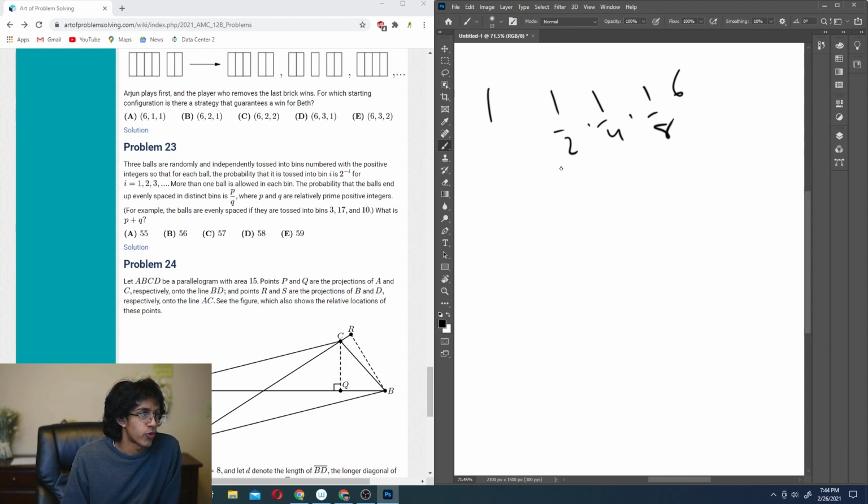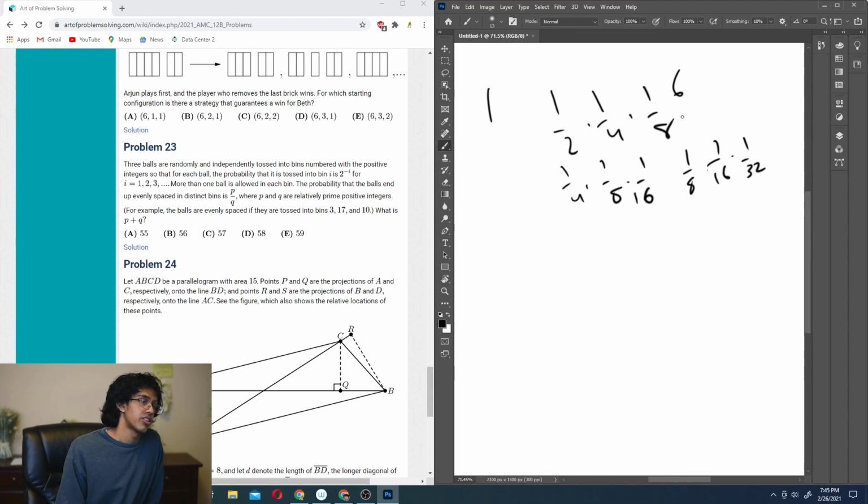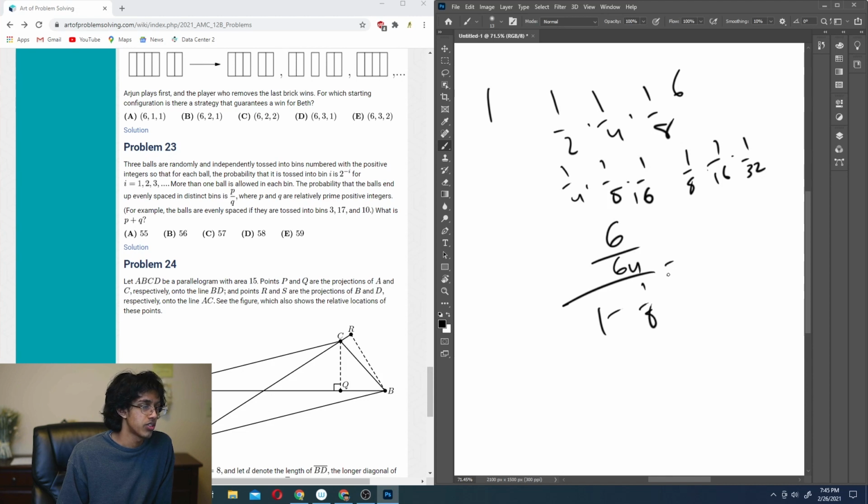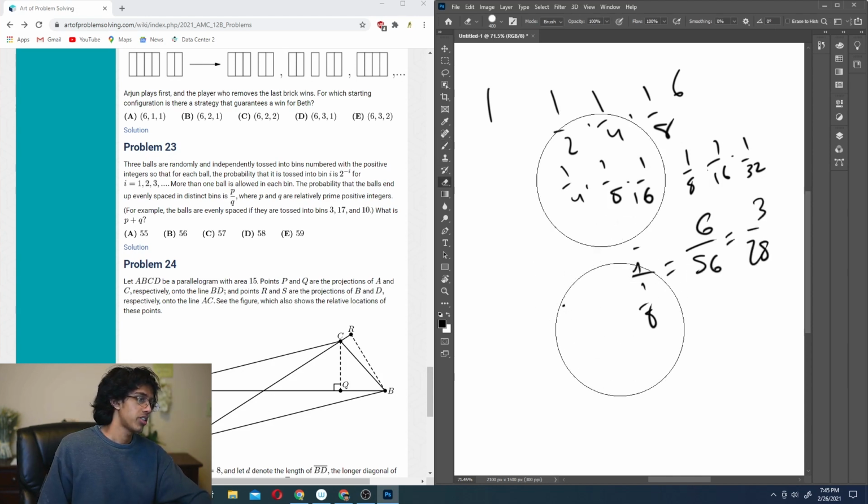Then if you want 2, 3, 4, it's 1/4 times 1/8 times 1/16. Then it becomes 1/8 times 1/16 times 1/32. Basically this is a geometric series with common ratio 1/8. So it's 6/64 over 1 minus 1/8, which is 6/56, equal to 3/28. So the first case is 3/28.